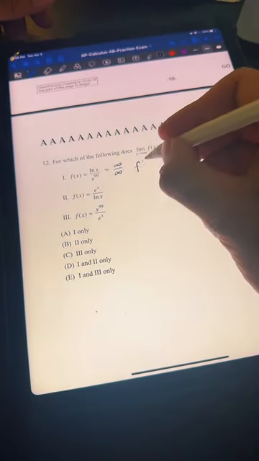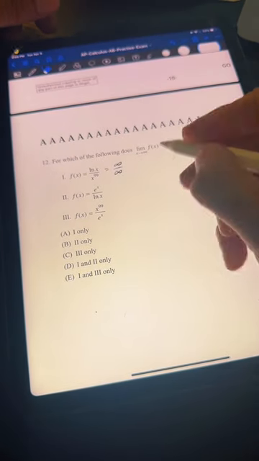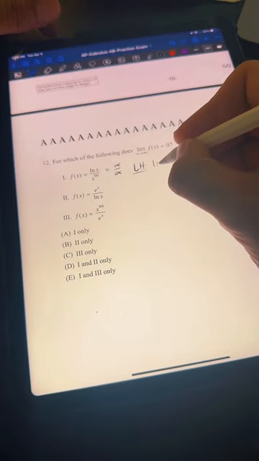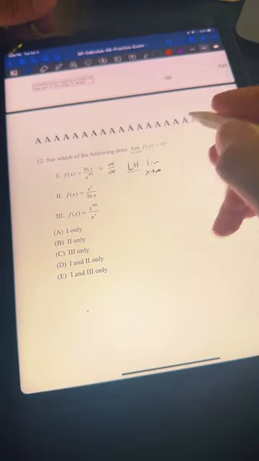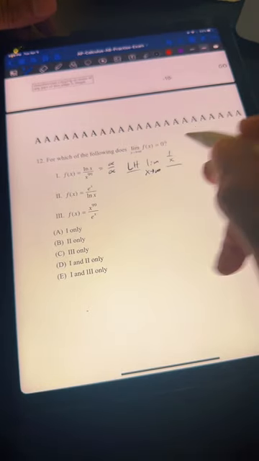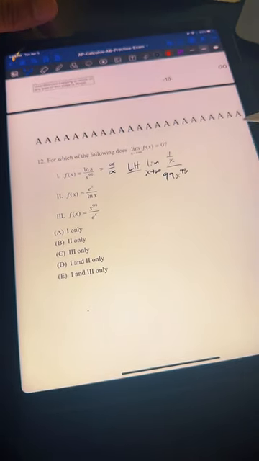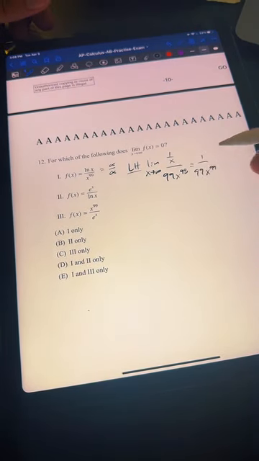So obviously I get an indeterminate form, so I can go ahead and use L'Hopital's rule. Okay, so now we have the limit as x approaches infinity of the derivative of the top, which is 1 over x, over the derivative of the bottom, which is 99 x to the 98. If you were to simplify this, you would get 1 over 99 x to the 99, because this x basically went downward over here.